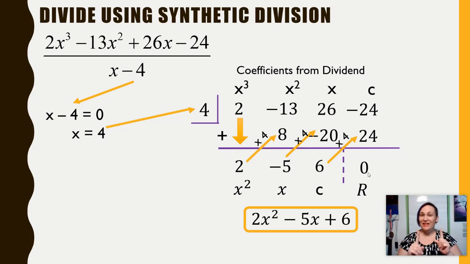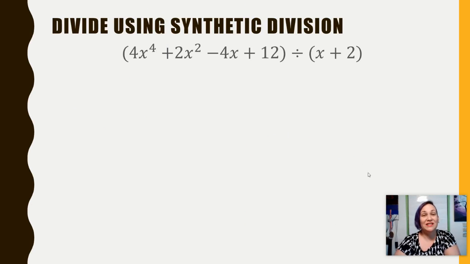Let's do one more together just to make sure we fully understand. So here's our next example. Again, we're going to take the thing that we're dividing by, the x plus 2. We would set it equal to 0 and then solve for x. But that's pretty easy, I'm going to do that in my head. I'm going to minus the 2 to the other side. And so I'm going to put a negative 2 in that little box.